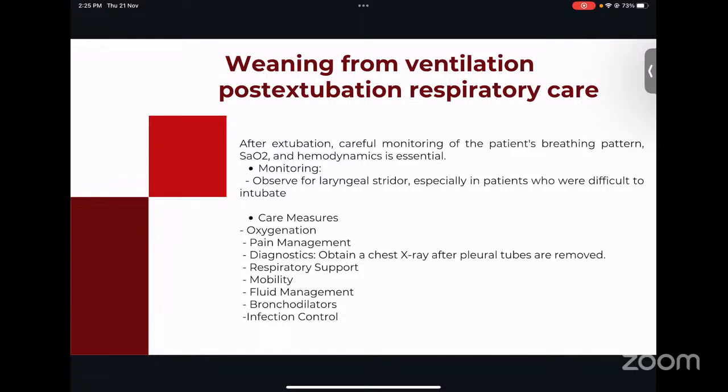For fluid management, initiate diuresis once the patient is hemodynamically stable. If the patient has severe COPD, give a bronchodilator. For any infection, give antibiotics and take a culture from the source of infection.